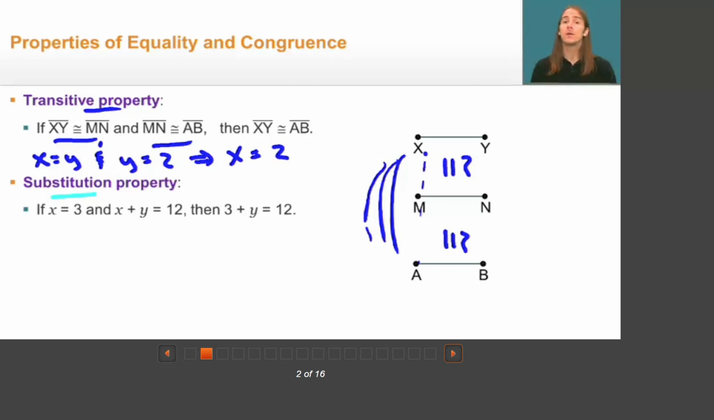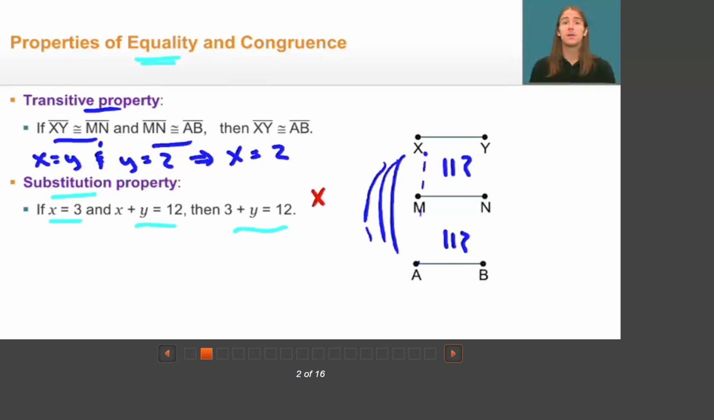It's very important for us to emphasize that in general, this is a property only of equality. And this is what it says. It states that if x is equal to 3 and if x plus y is equal to 12, well, what I can do is substitute in 3 for x and say that 3 plus y is equal to 12.